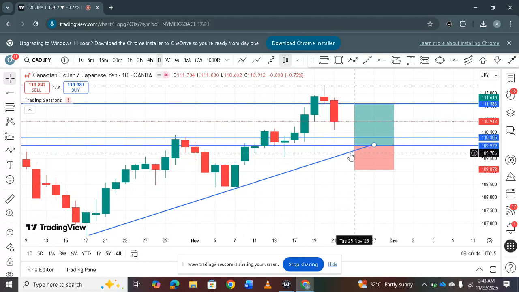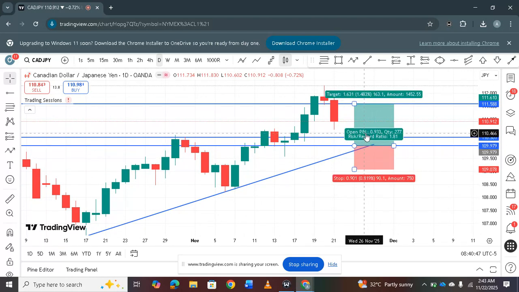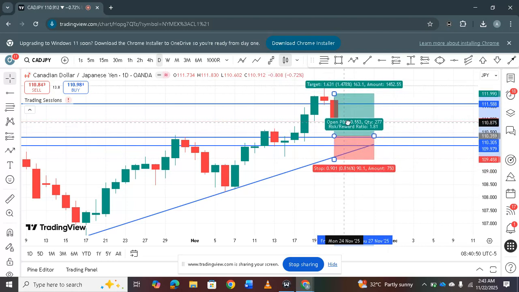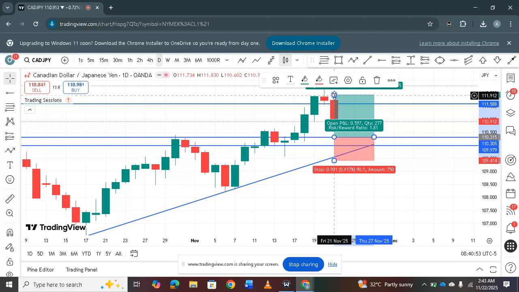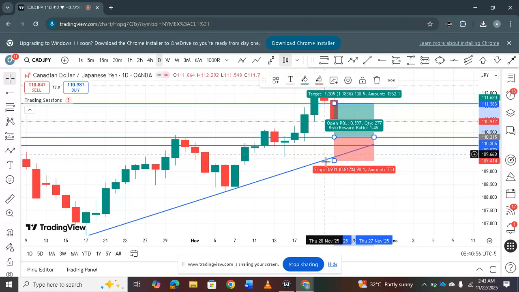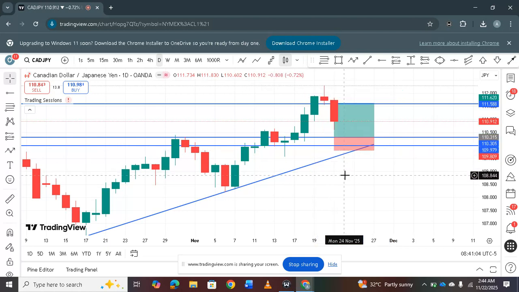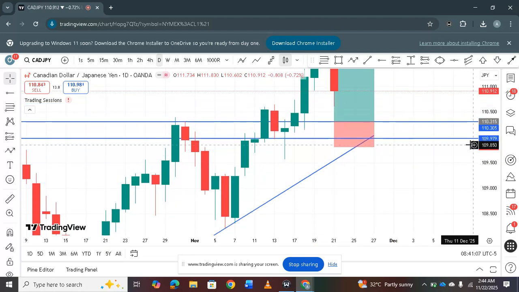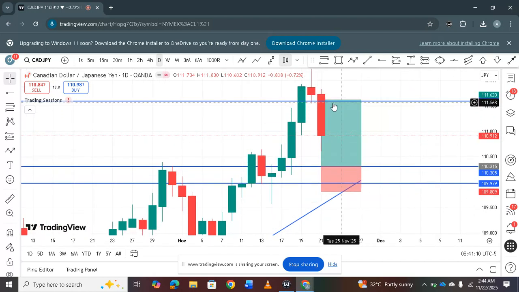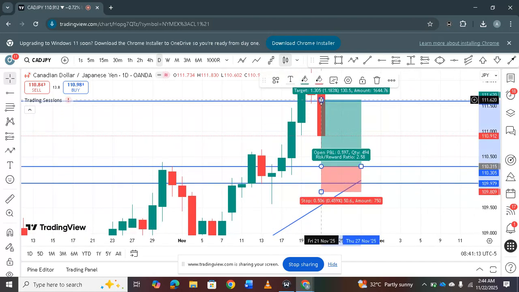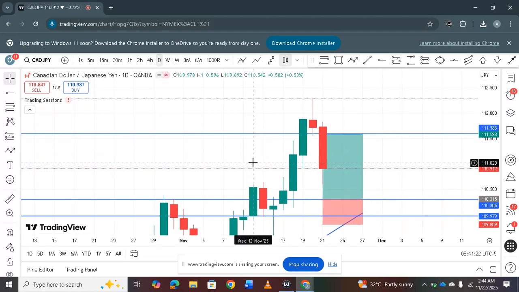If not this zone, we are going to use the trend line. The trend line will be our last confirmation on this. In this case, our stop is going to be just a little bit here, and the target twice as much. So this is what I want to see on CADJPY for us to validate.